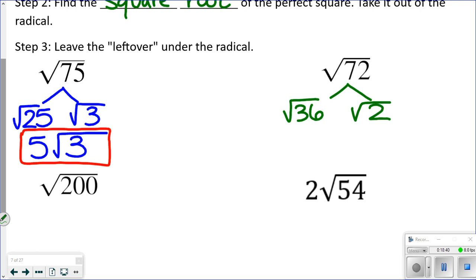Find the square root of the perfect square. So what is the square root of 36? We get 6. And we're going to leave whatever is left over underneath the radical. So this is our final answer: 6 square root 2.